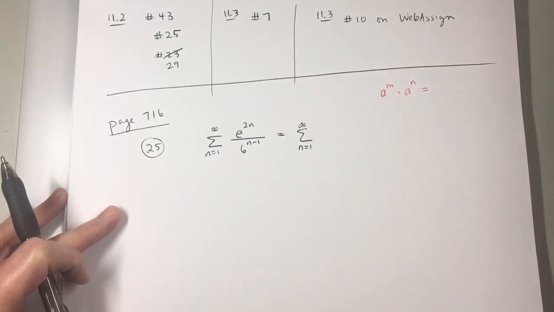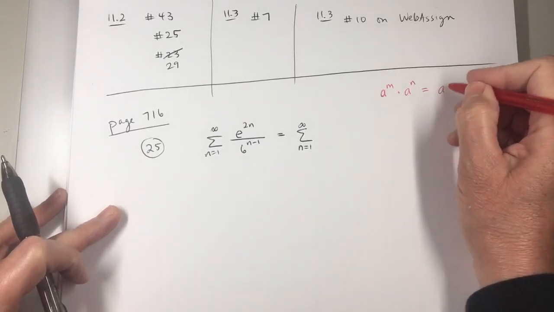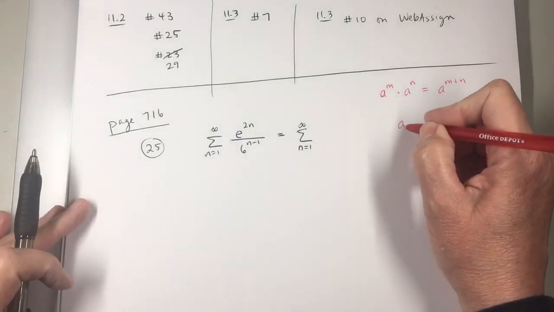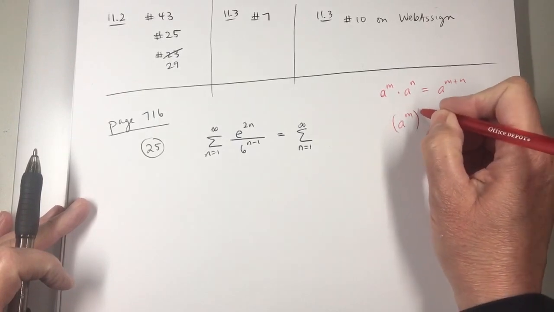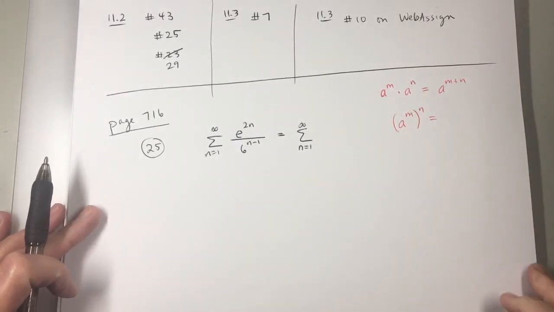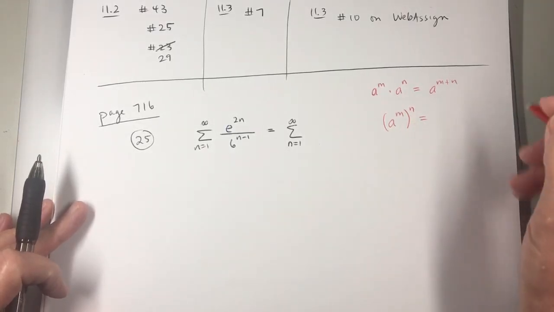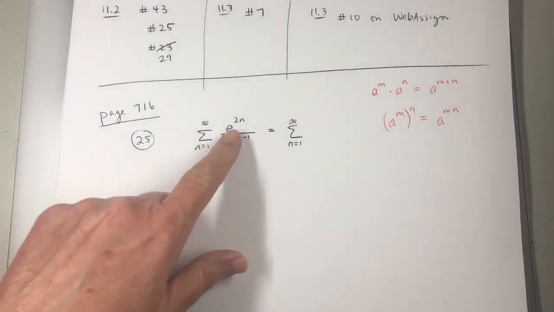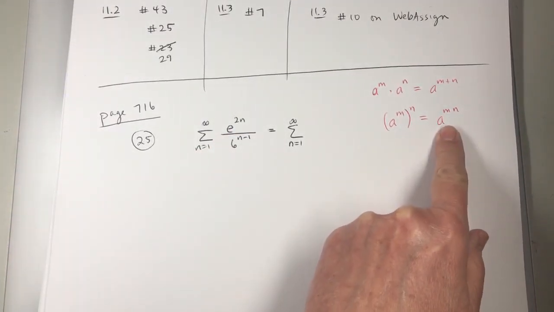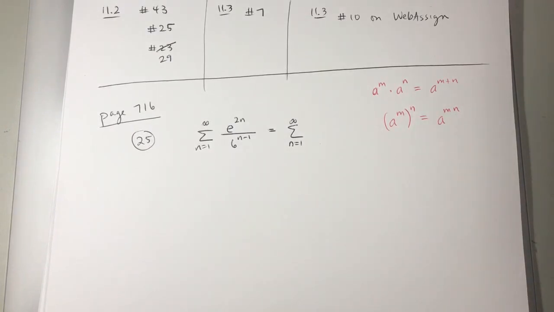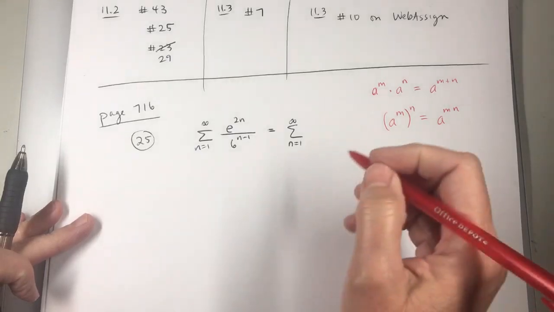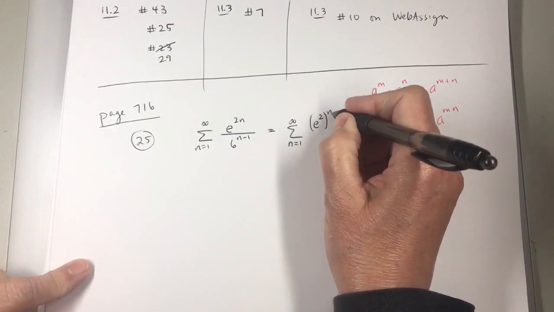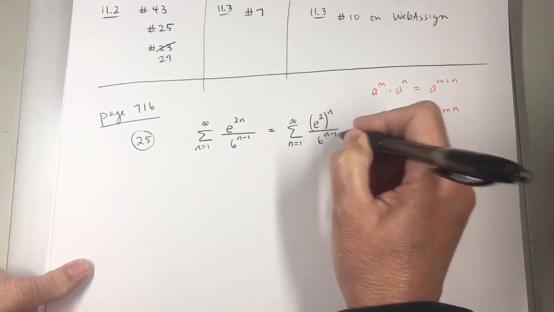Because what is that on the other side? A to the m plus n. So that's not it. But the one that does the multiplication would be a to the m to the n, the power to a power. And what is that going to be? A to the m times n. So with this one, I have the right side of this, and I'm going to rewrite it into the left side. So I'm thinking of this. I'm going to write e squared to the n over 6 to the n minus 1.